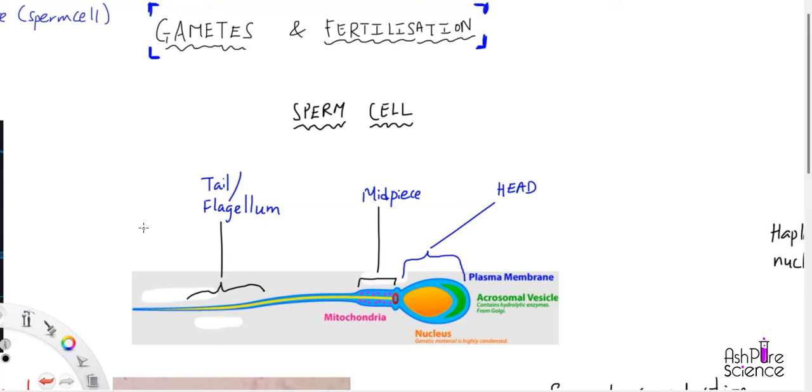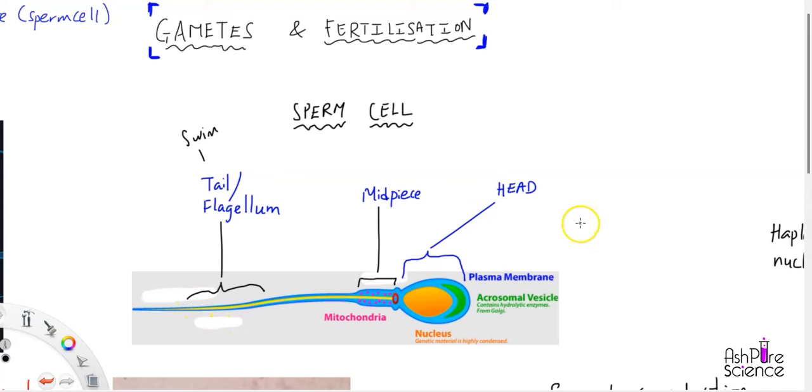Now, gametes have adaptations to increase the chances of fertilization and also the successful development of an embryo. So let's study the sperm cell in more detail. Now, the sperm cell has several adaptive features. Let's have a look. For example, first the sperm cell has a tail, as you can see, and it is called the flagellum. Now, its job is to allow the sperm cell to swim, basically, towards the egg cell.